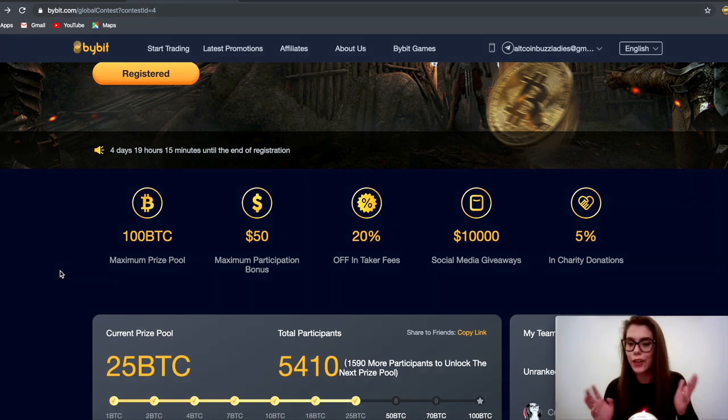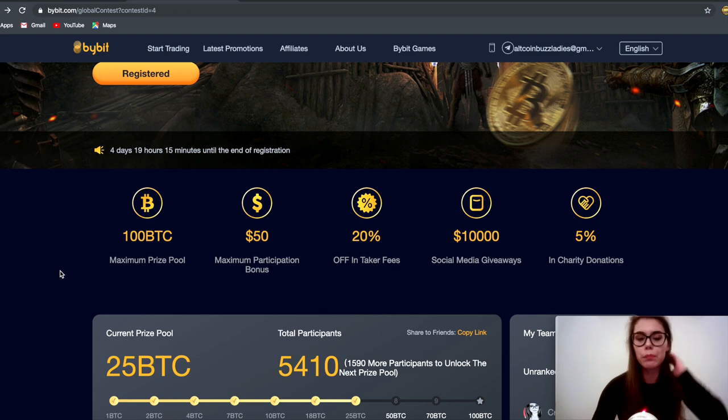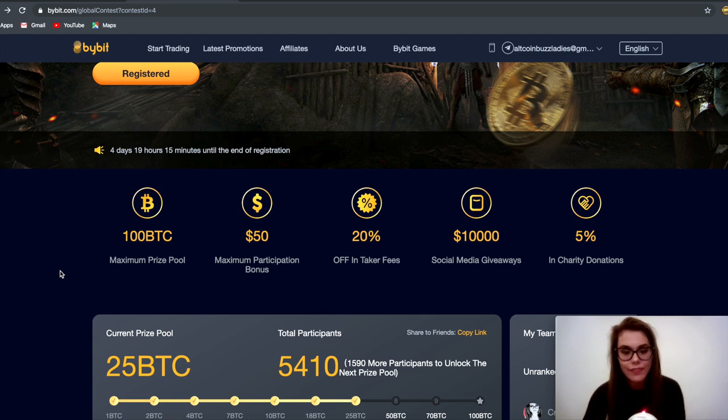Okay, but let's talk about the good things now, the prize pool and the bonuses. So as you guys can see, the total prize pool of the BTC Brawl, including team and individual awards, can reach up to 100 BTC depending on the number of participants. 5% of the total prize pool will be donated to charity. So participants who successfully register during the stipulated registration period, which you've got 5 days left for, will receive a one-time participation bonus, and it'll be either $10, $30, or $50 depending on when you sign up.